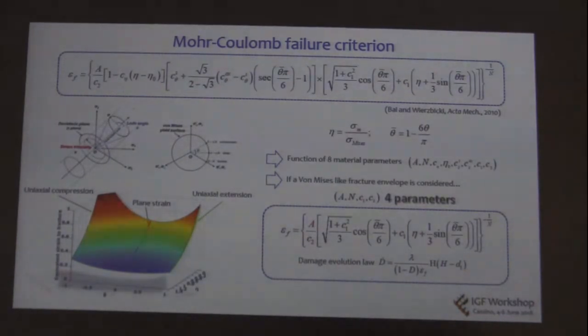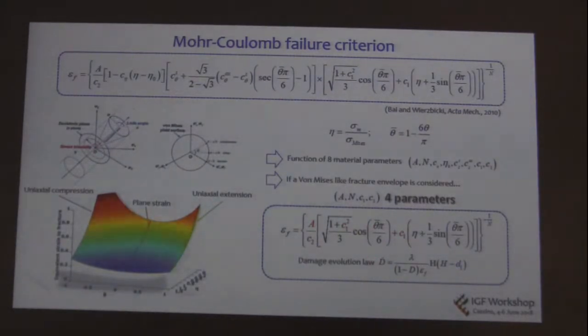Now, if we neglect the effect of the pressure on the plasticity and the load angle on the plasticity, we can simplify the function of the failure criterion using the von Mises plastic potential, reducing the previous expression from 8 to 4 parameters.